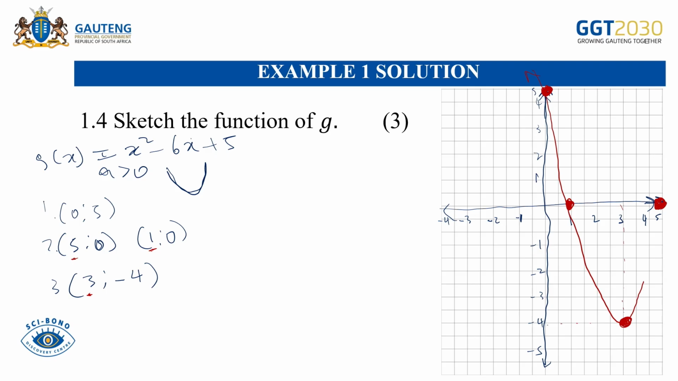Then you just construct a line, make it a smooth curve. Don't use a ruler. Right? You need to make it a smooth curve. No ruler, please. Then your shape just came out on its own.